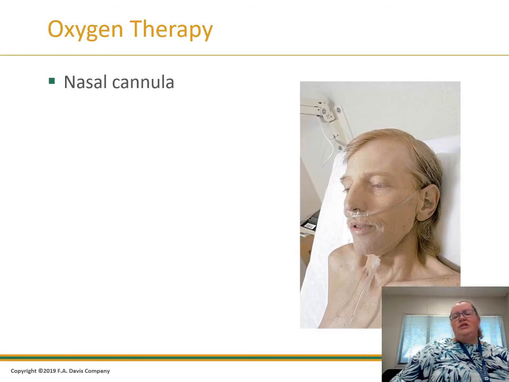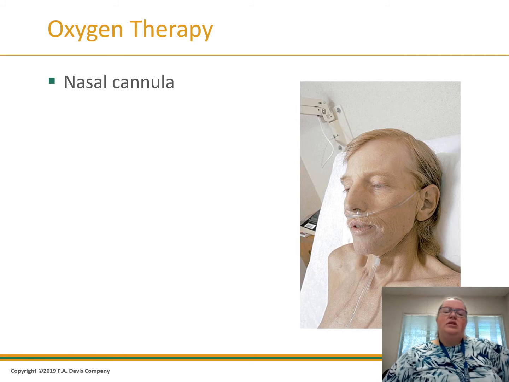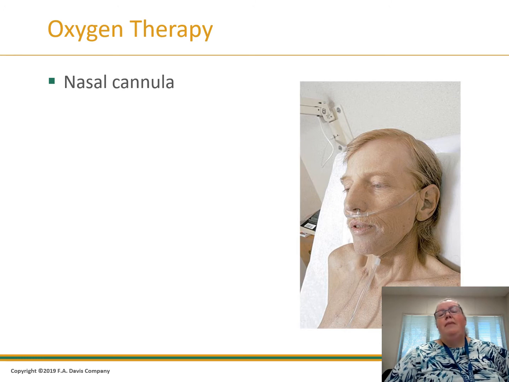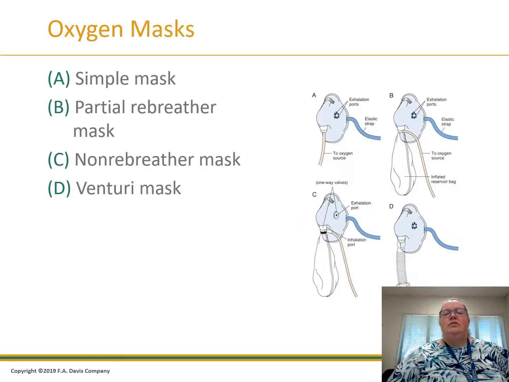Here's oxygen therapy by nasal cannula. You can deliver up to 6 liters of oxygen via nasal cannula. If the patient needs more than that, you'll have to go to a mask. A mask delivers anywhere between 6 and 10 liters. And anything past a mask would be like a Venturi mask.